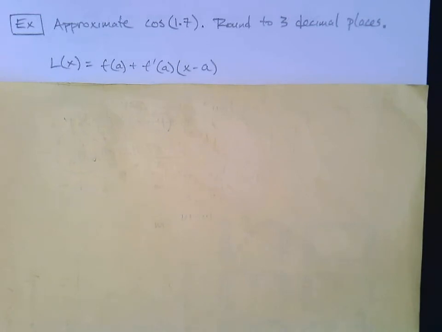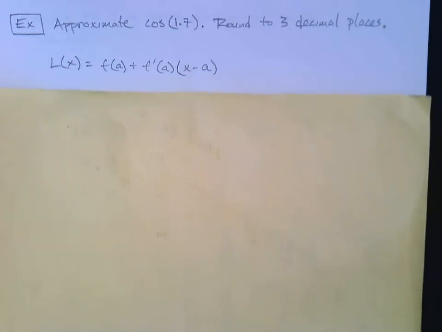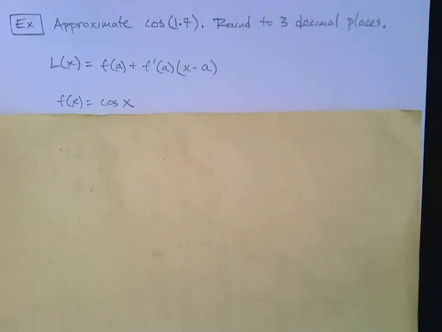And now we're going to think, all right, we need a function. We need to recognize what x equals, and then we need to figure out an easy value that's near that x that we could plug into our function. All right, well, what is the function? What is f of x? Well, we're looking at cosine 1.7. Let's make f of x cosine x. That's a good idea. What is the x value? Well, of course, it's 1.7.